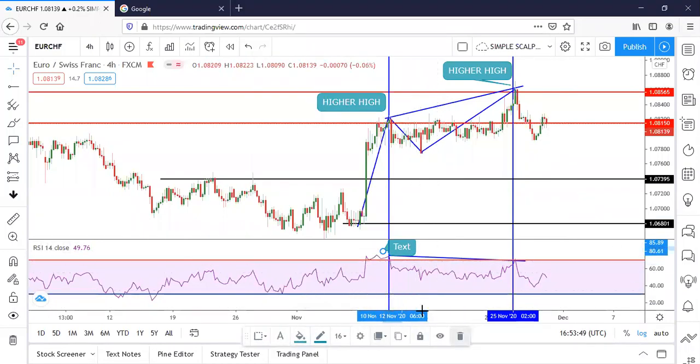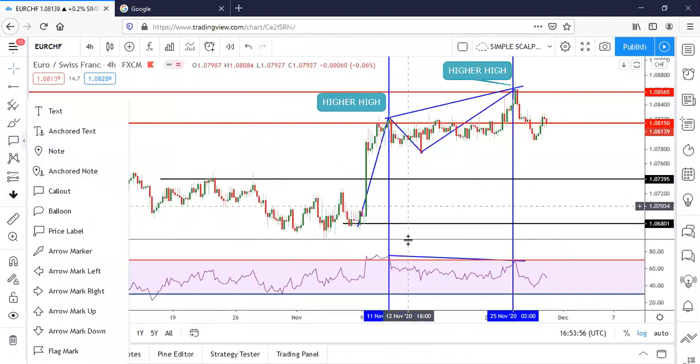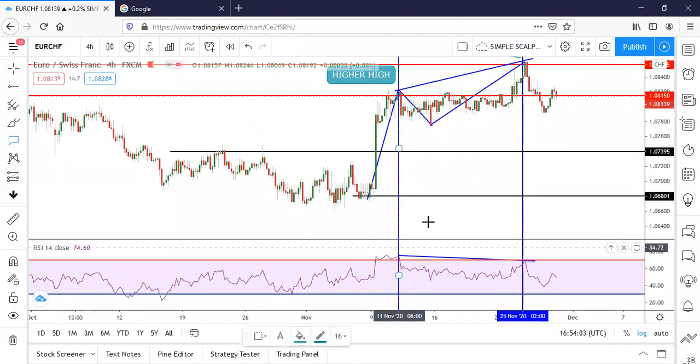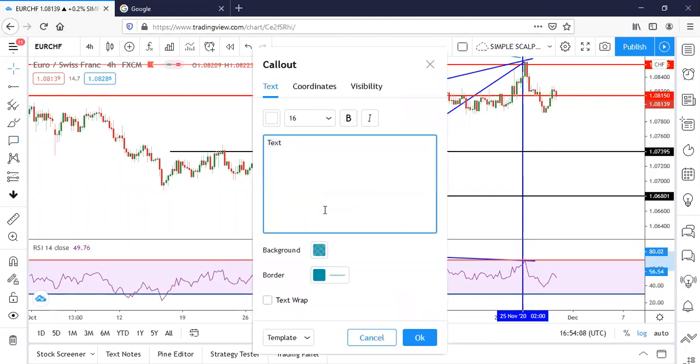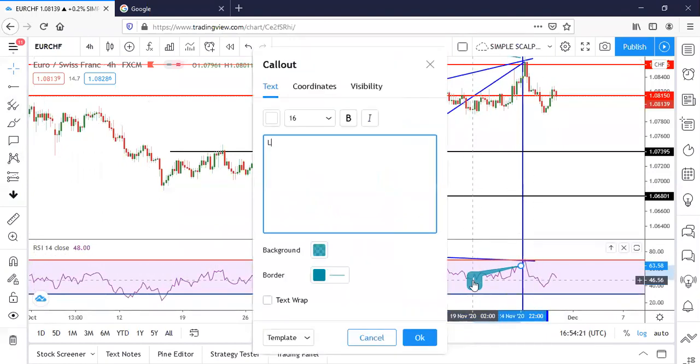I want to write in something there. Okay, let me write it there. So that is a lower low, lower low. So this is another lower low. Sorry, guys.